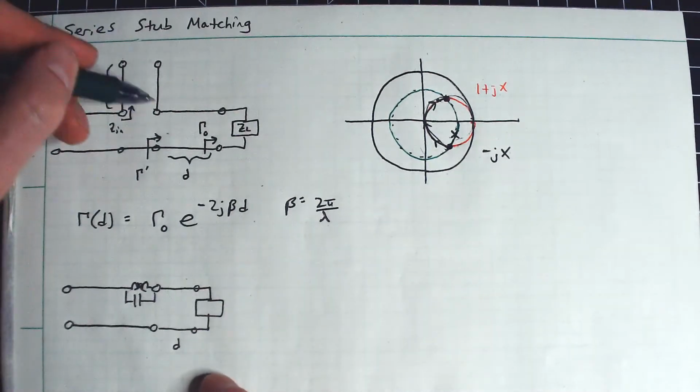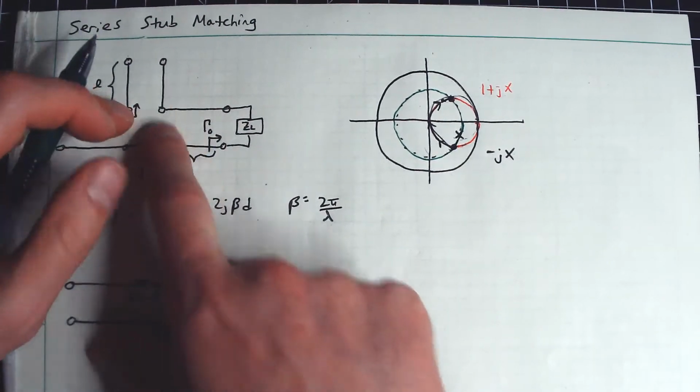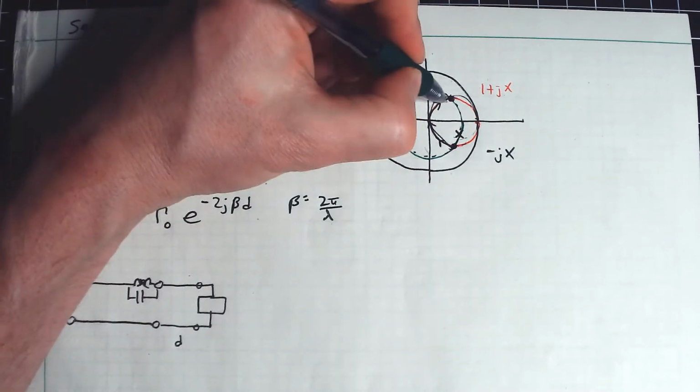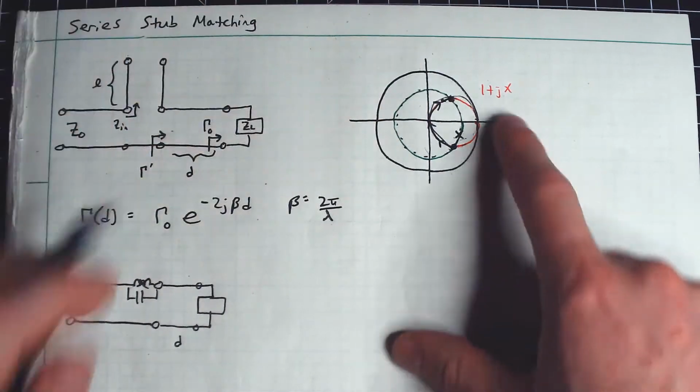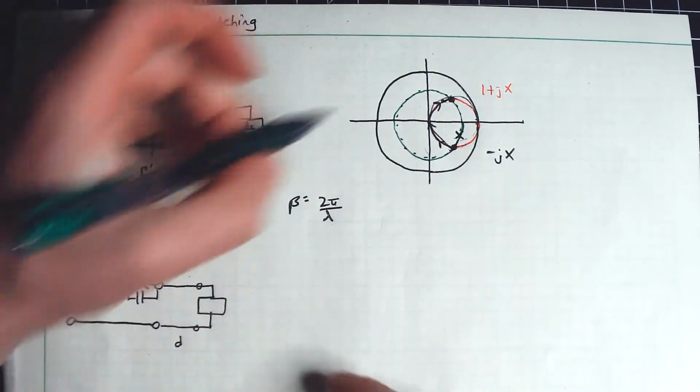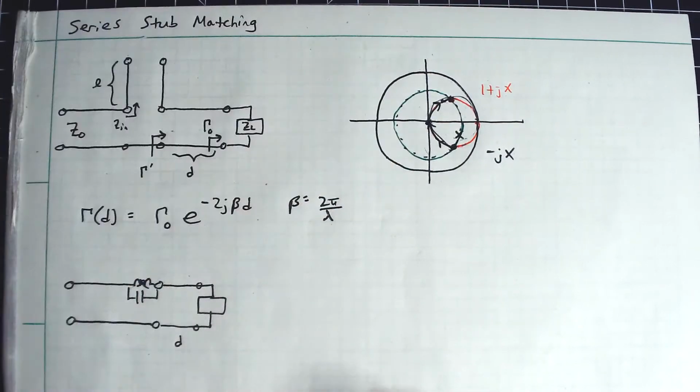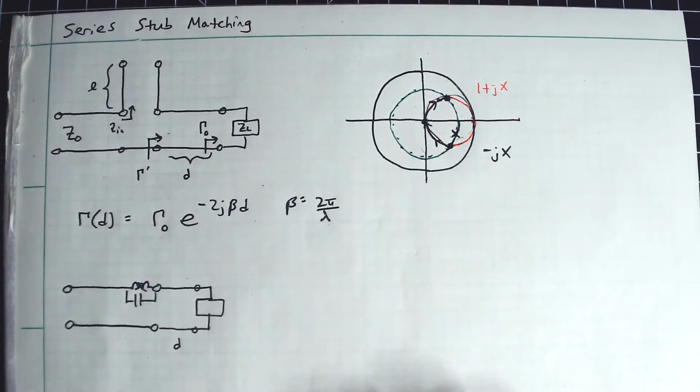And then I add this other length of transmission line here, and because it's in series, that means it will add a reactance, and I'm forced to only go along this circle here. So if I add just the right length here, it eventually will take me down to the origin, and I will have a matched load.